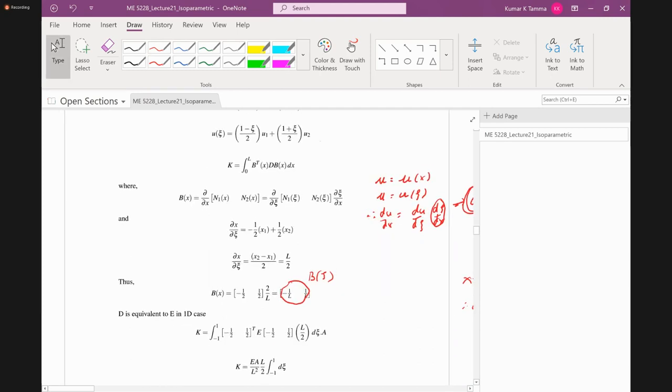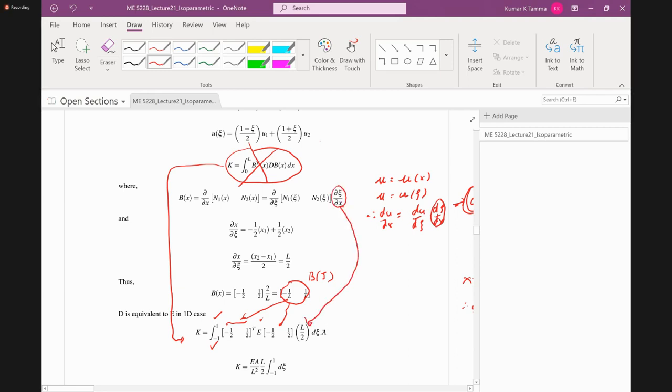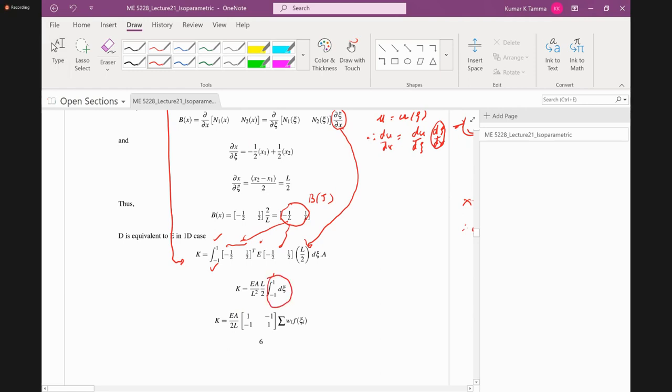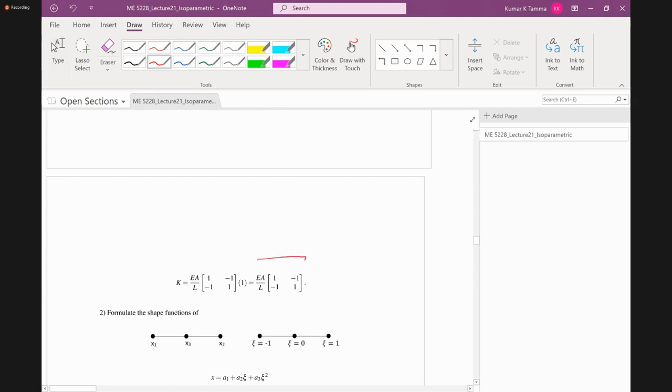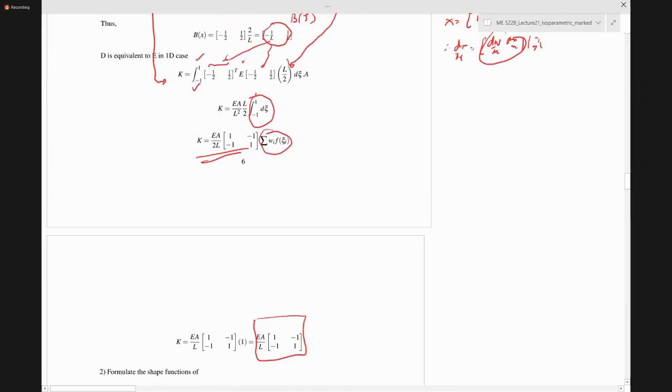Now, k equals, watch, integral 0 to L of b transpose b dx. I don't want to do this. I want to do it in the mapped system now. So, integral minus 1 to 1 of b transpose b, and dx by dC right here is L over 2. And this is equal to EA over L times integral minus 1 to 1 dC. But Gauss said integral minus 1 to 1 of dC equals sum of WiFi. Therefore, if you open this up and do the algebra, you get EA over L times 1 minus 1, minus 1, 1. Do you understand what happened? How to use Gauss integration to get the stiffness matrix? Yes or no?